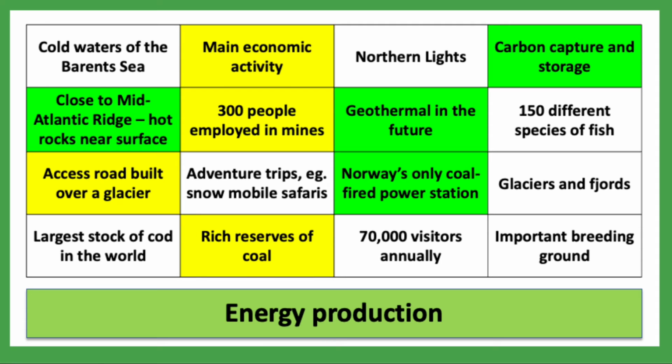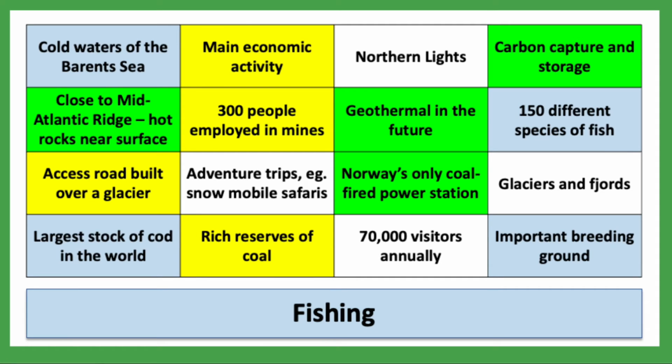So let's reveal the answers. We've got the cold water of the Barents Sea. This is supposed to be one of the largest breeding grounds in the world, making it a really important breeding ground, and as a result it has one of the largest stocks of cod in the world, which is obviously a really important fish commercially, and it does have 150 different species of fish.